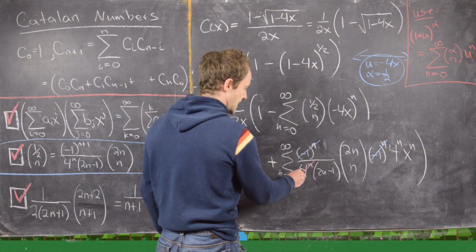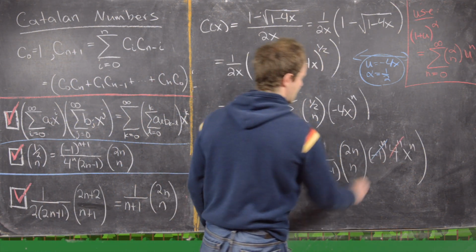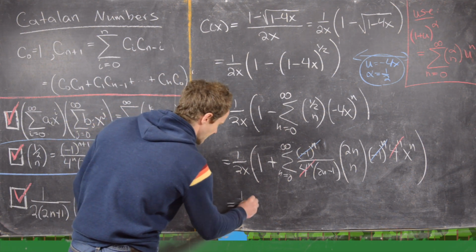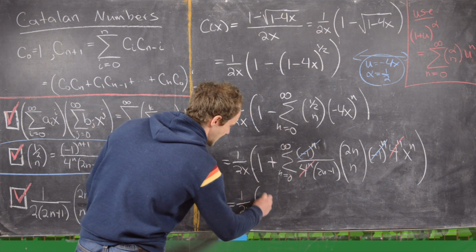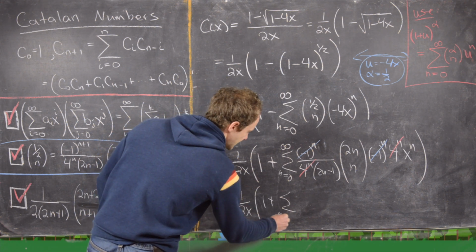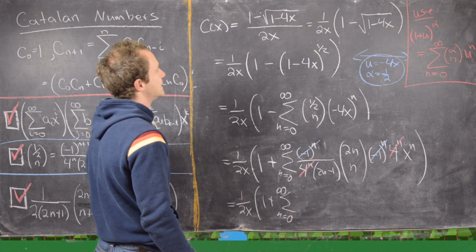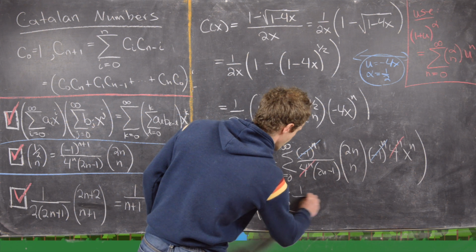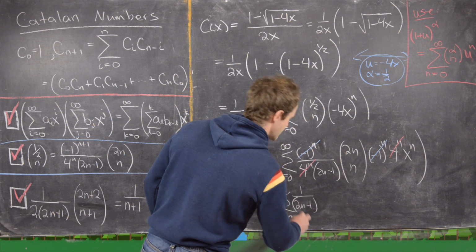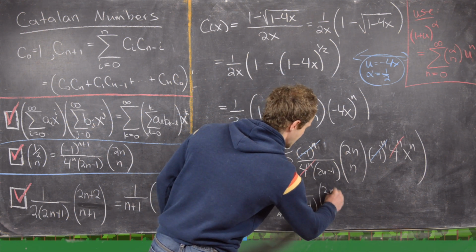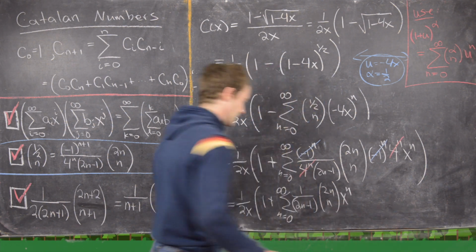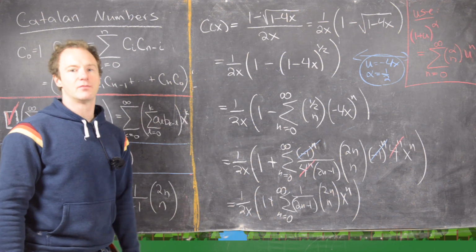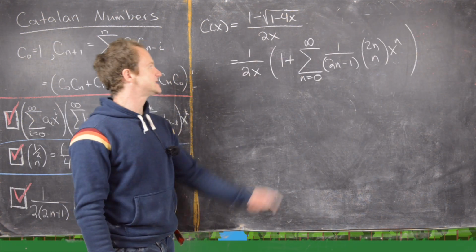This 4 to the n in the denominator and this 4 to the n in the numerator are going to cancel, which allows us to rewrite this as 1 over 2x times 1 plus the infinite sum n equals 0 to infinity of, let's see, 1 over 2 to the n minus 1, and then 2n choose n, x to the n. So I'm going to bring this to the top of the board so we can finish it off. Let's see where we are.